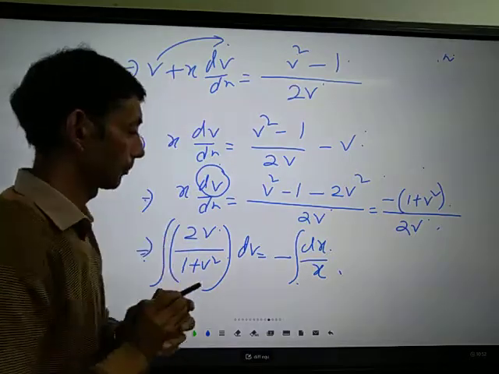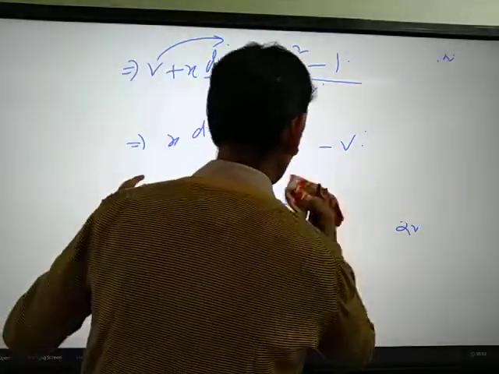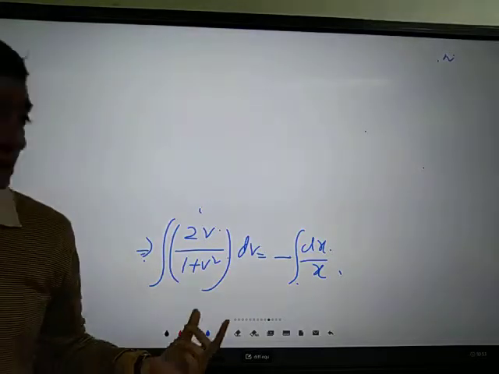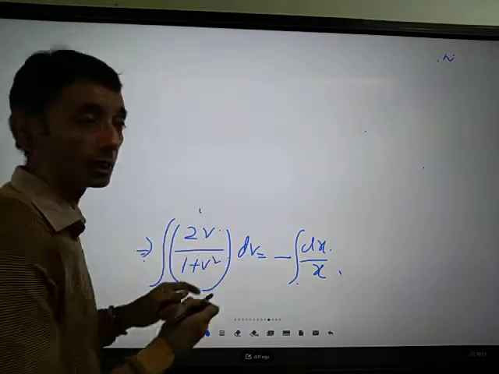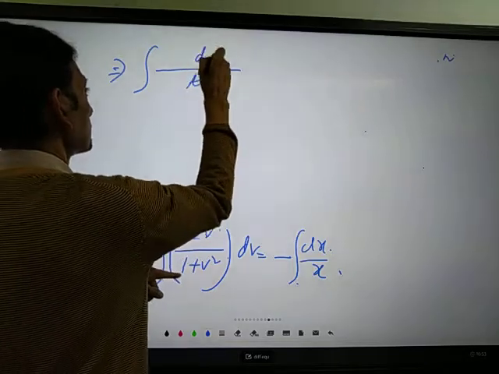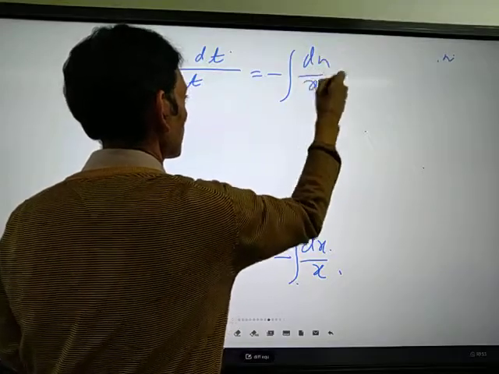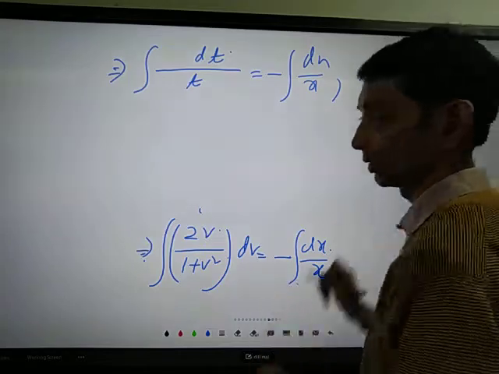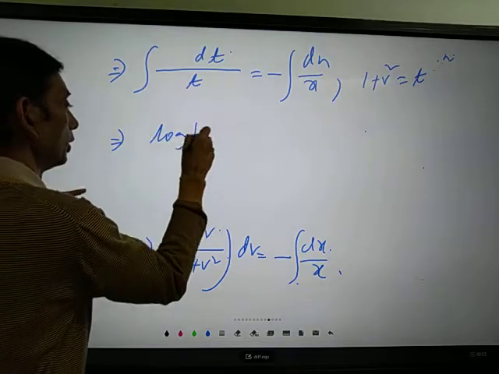We'll integrate this. The integration is very simple. Why? Because if we substitute 1 plus v square as t, then the differentiation of 1 plus v square will be 2v dv. So if we assume this is t, this gives you dt, equal to minus dx by x. So you can take 1 plus v square as t. Next, this gives us log t.